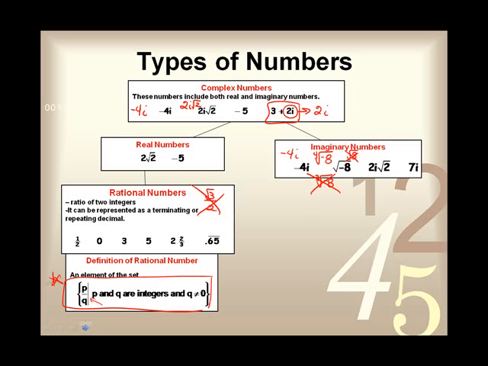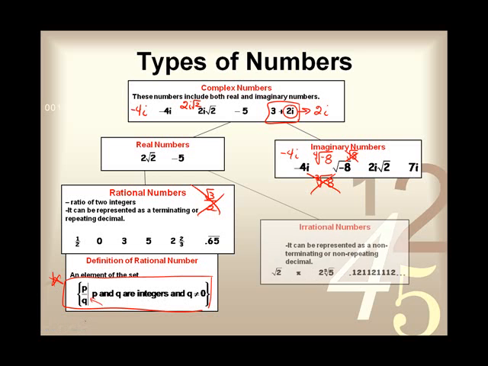Okay, so irrational numbers are any numbers that can't be written as a ratio of two integers. In decimal form, these decimals would not terminate. These decimals would not repeat. Now by repeating, I mean they're repeating the same block of numbers every single time. I didn't say that they have a pattern. I said that they're repeating the same block of numbers every time.